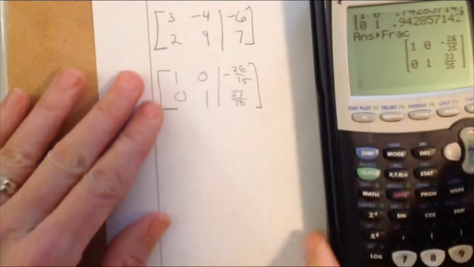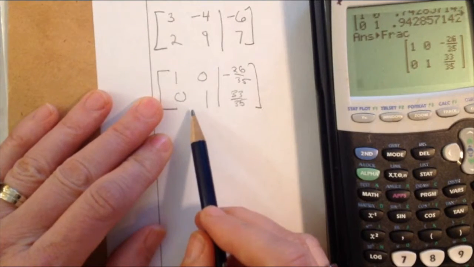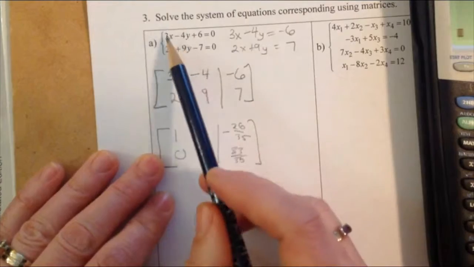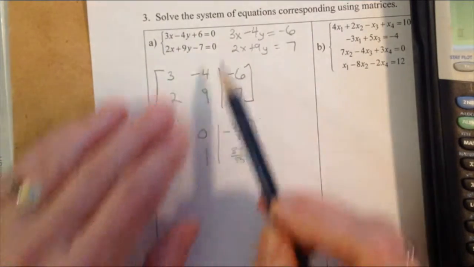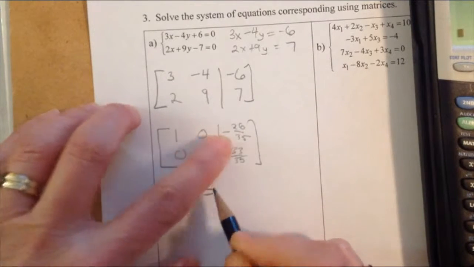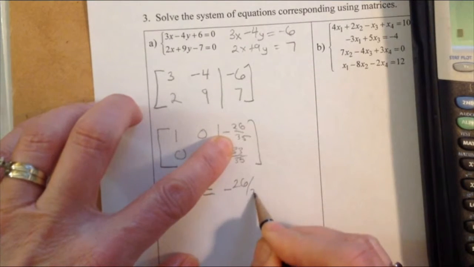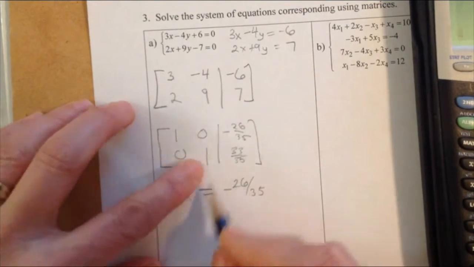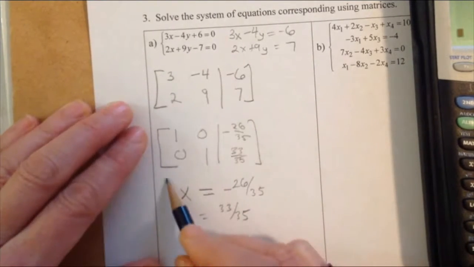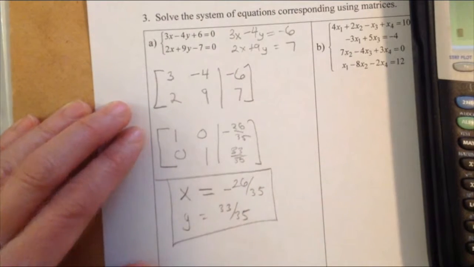And now that I have the reduced row echelon form, I can write down the answer to my system of equations. Now I do need to use the same variables. I had x for the first column, y for the second column. So this will be x equals negative 26/35, and then y equals 33/35. And that is the solution to my system of equations.